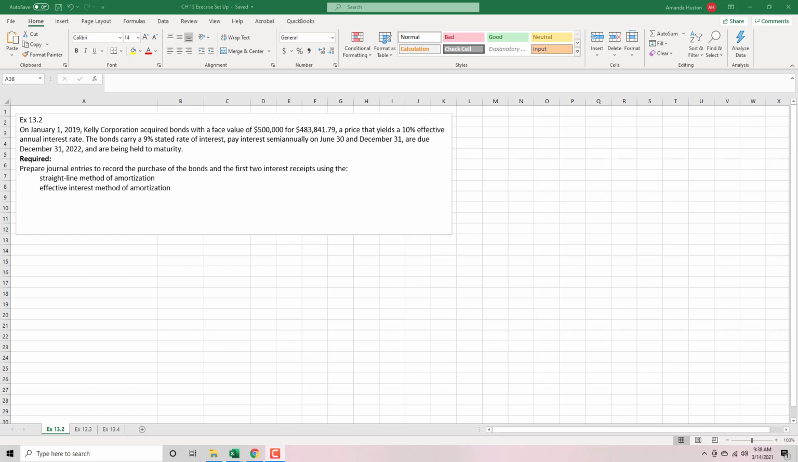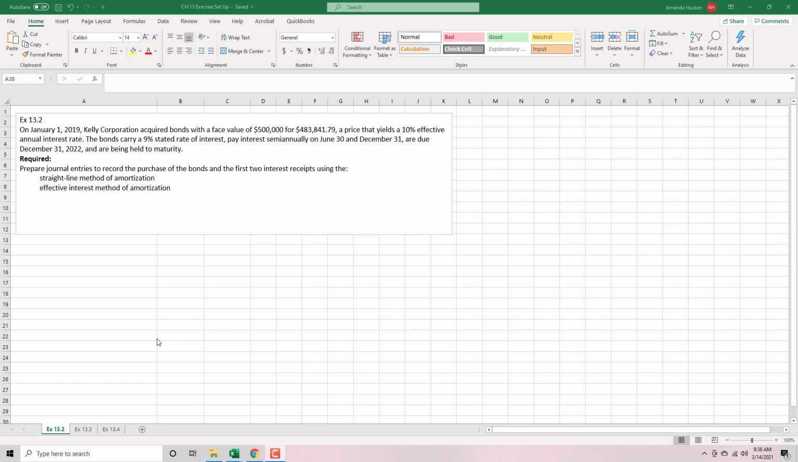This is to overview the problems from Chapter 13, Exercises. So on January 1st, 2019, Kelly Corporation acquired bonds with a face value of $500,000 for $483,841.79, a price that yields a 10% effective annual interest rate.